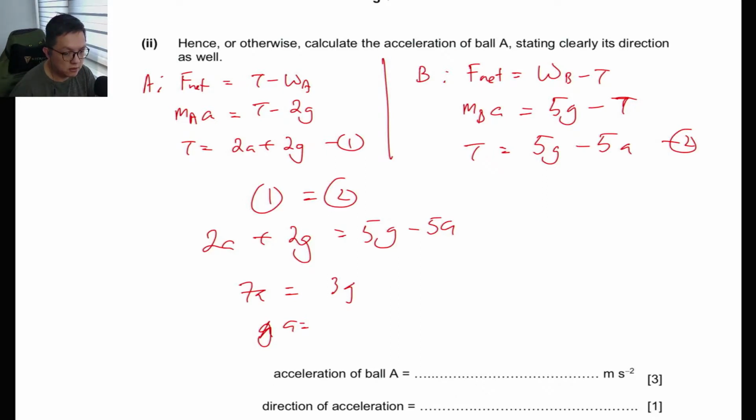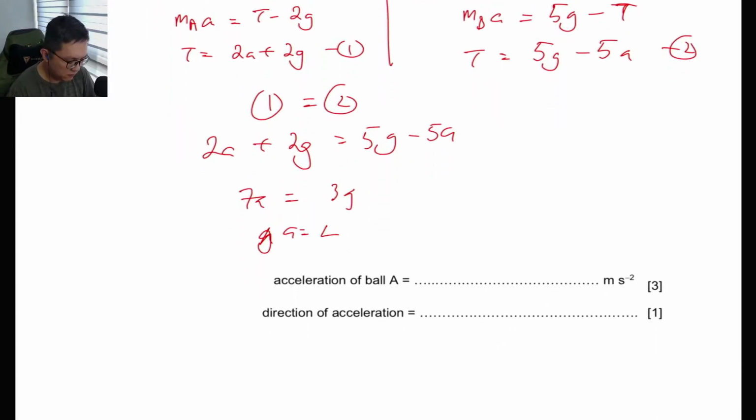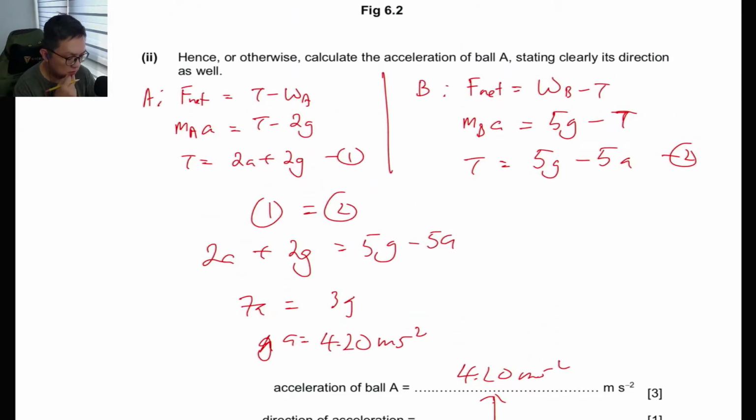What do you get? You get 4.20, right? Let me double check. I have a calculator nearby. Hold on. 9.81 times 3 divided by 7. Yeah, 4.20. So this is 4.20 meters per second squared, and this is in the upward direction. So this is up, and this is 4.20 meters per second squared. So this is part 2.